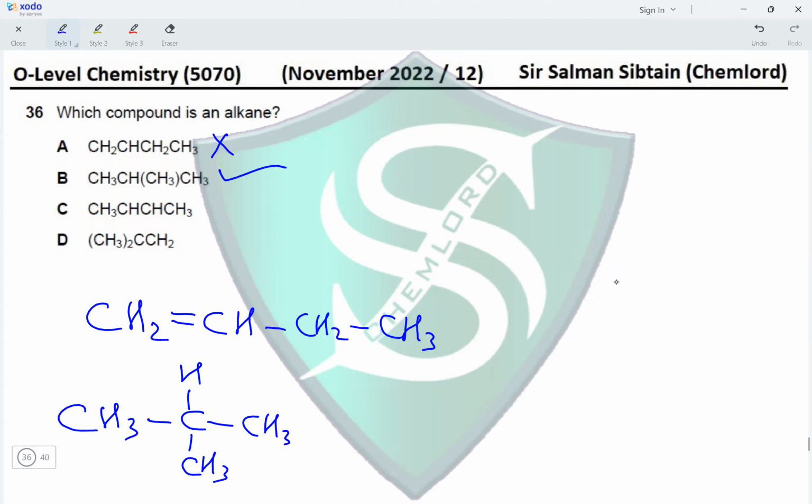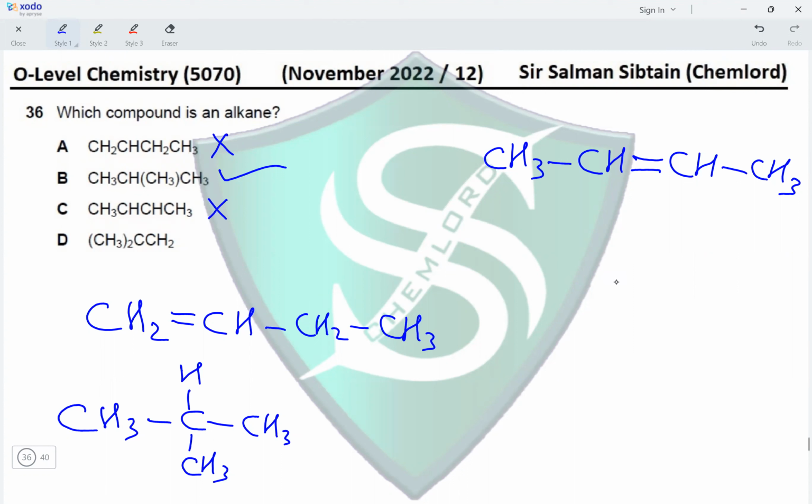Option C, CH3, CH, CH3. No, CH, CH, not CH3. It is CH and CH. So this is a double bond. CH and CH, and then we have CH3. So this also contains a double bond. So this is also an alkene.